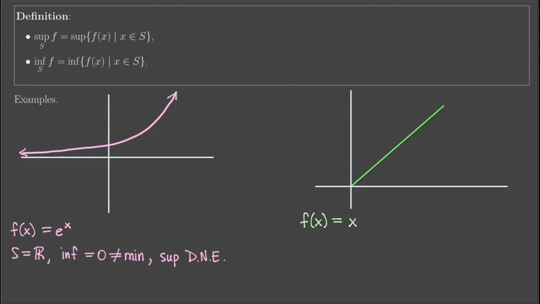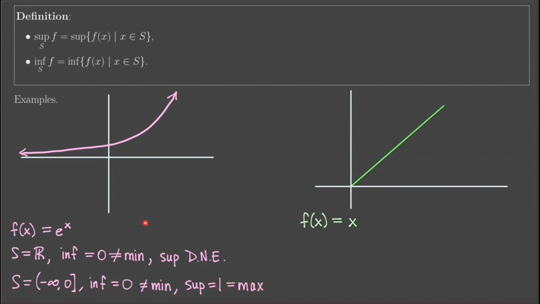Because it shoots off to infinity, it doesn't have a supremum. It's not bounded above. Let me change my domain. Now suppose S is negative infinity to 0. Then it has an infimum of 0, which is again not the minimum.